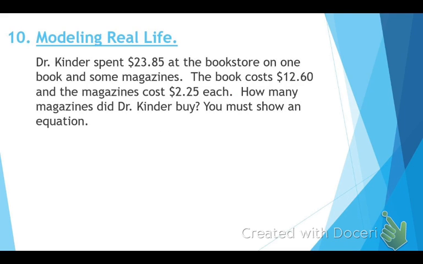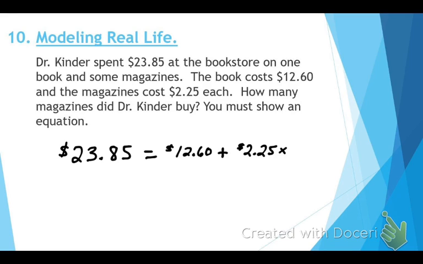All right, for this modeling real life, we see Dr. Kinder spent $23.85 at the bookstore on one book and some magazines. So that's his total. That total equals the book. The book was $12.60 total, plus we know he bought some magazines. There's a key word here, each. What sign do we go with each? Multiply. So I don't know how many yet. It's going to be 2.25 X or V or W, whatever you want it to be.